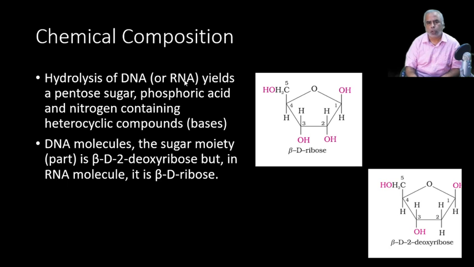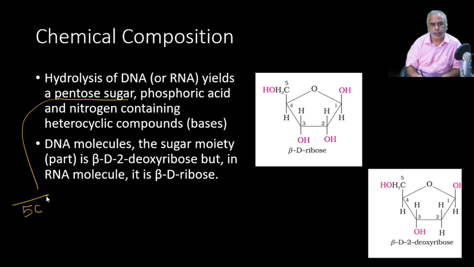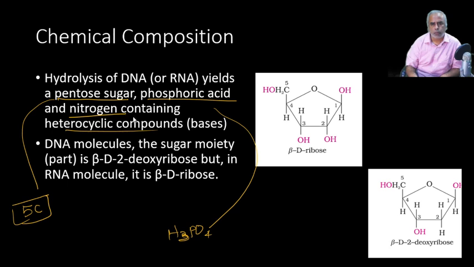Hydrolysis of DNA or RNA yields pentose sugar. Pentose sugar means a sugar with 5 carbon atoms. Then phosphoric acid, that is H3PO4, and then nitrogen-containing heterocyclic compounds. What is that? Nitrogen-containing heterocyclic compounds. We have various types of heterocyclics having nitrogen, like pyrrole, pyridine, etc.